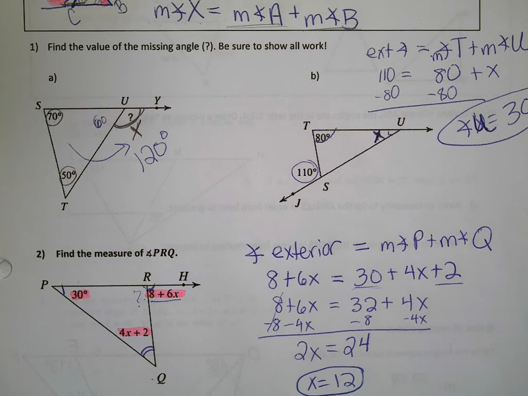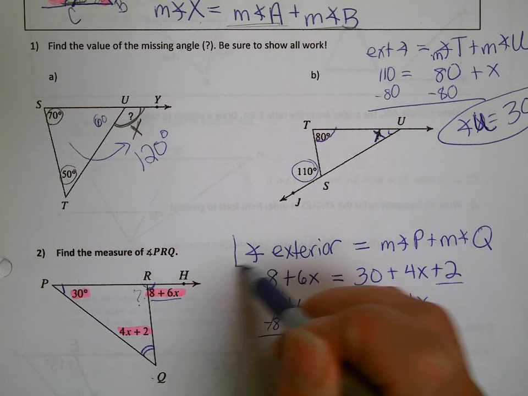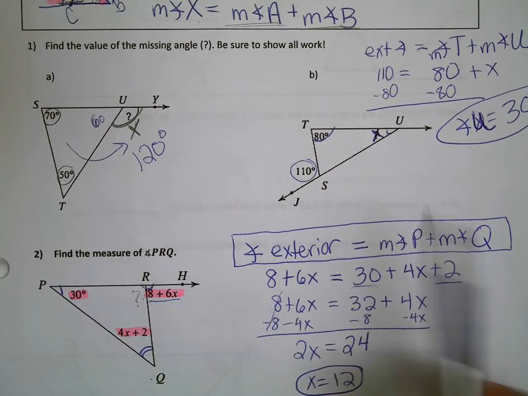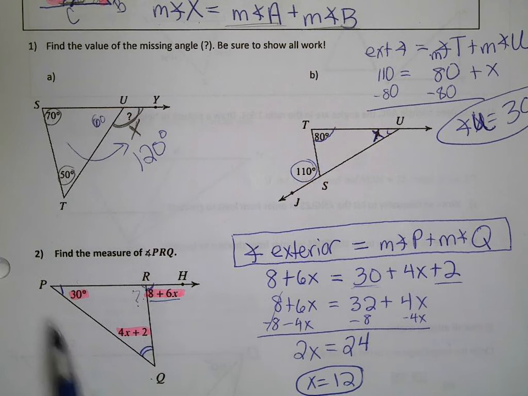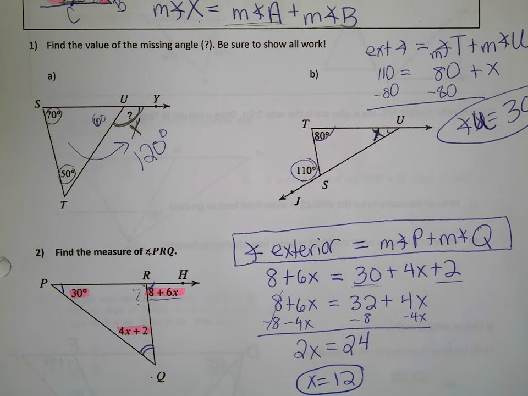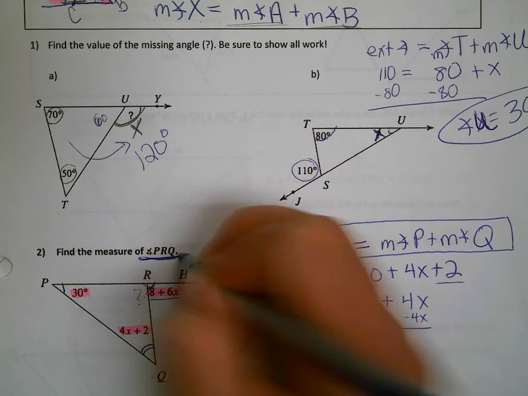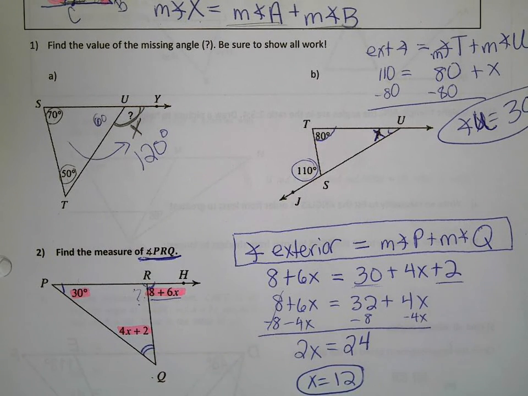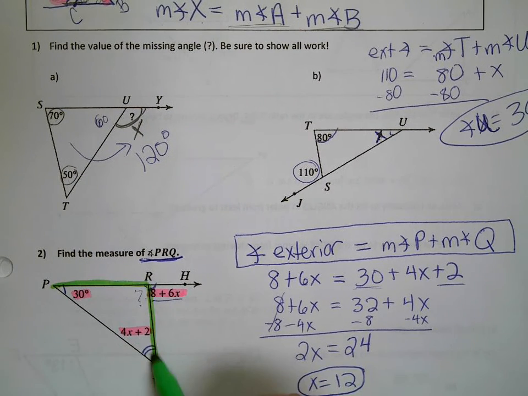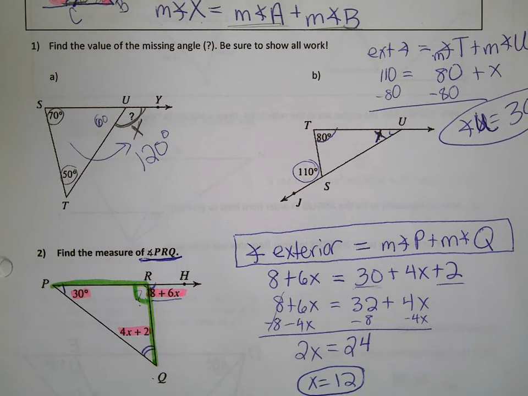Now finishing out this question. So again, we have the exterior angle equals the sum of the two non-adjacent inside angles. So the two angles not touching the exterior angle. Now, we need to make sure we answer the question. So if we're looking for angle PRQ, that's this opening here. Okay.